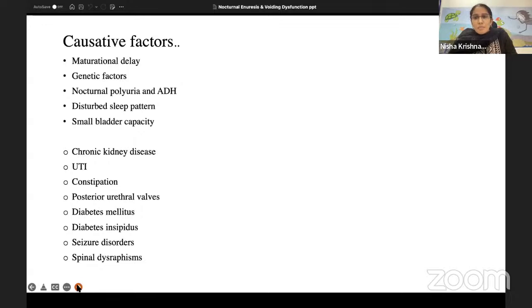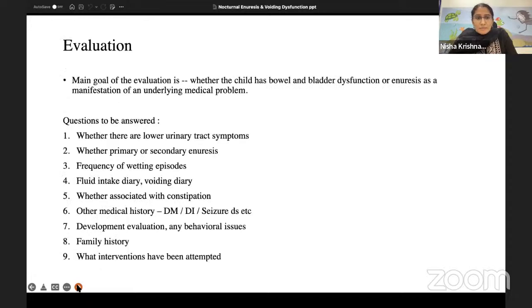Sometimes a disturbed sleep pattern, sleep apnea syndromes, and a small bladder capacity, all these together can play a role in nocturnal enuresis. We must also remember that adding to these problems could also be issues like chronic kidney disease, urinary tract infections, posterior urethral valves, diabetes mellitus, diabetes insipidus because of the polyuria, and seizure disorders. All of these could also have nocturnal enuresis as a part of their presenting complaints.